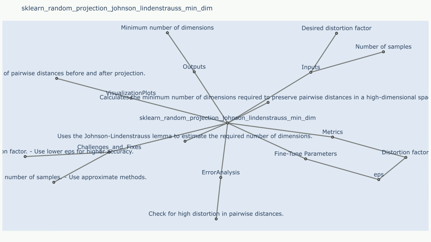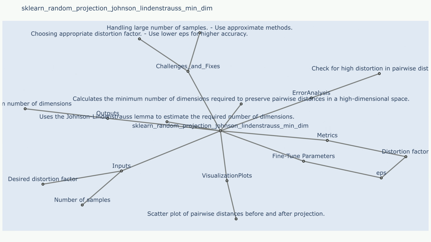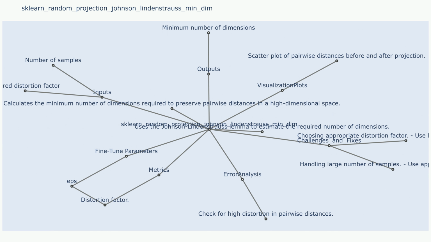Outputs: min_dim, the minimum number of dimensions required for the embedding, calculated based on the inputs n_samples and eps. This integer value represents the number of columns in the embedded dataset. Steps: the function utilizes the Johnson-Lindenstrauss lemma, which guarantees the existence of a dimensionality reduction technique that preserves pairwise distances within a given error bound. It calculates the minimum number of dimensions based on the desired error bound eps and number of samples n_samples.